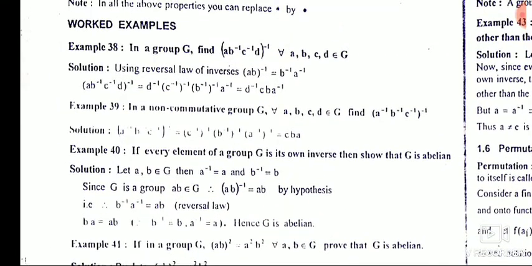So we'll go for examples now. The first example: we have a group G. Find what is (A star B inverse star C inverse star D) whole inverse, where A, B, C, D all belong to G. So if you just remember the identity of inverse, I'll go to there.